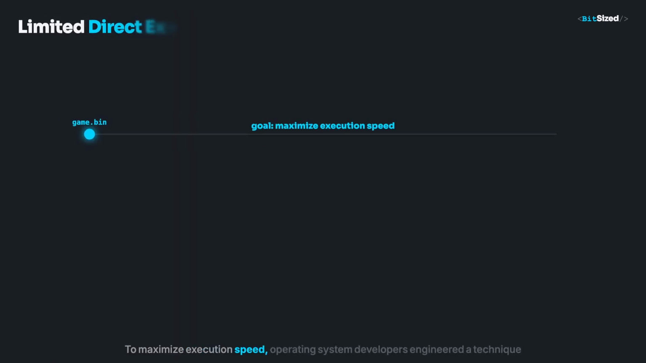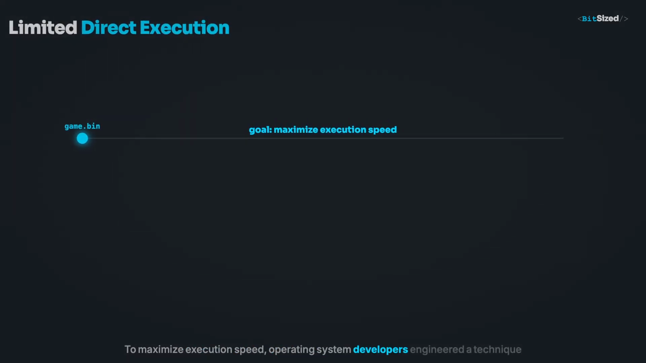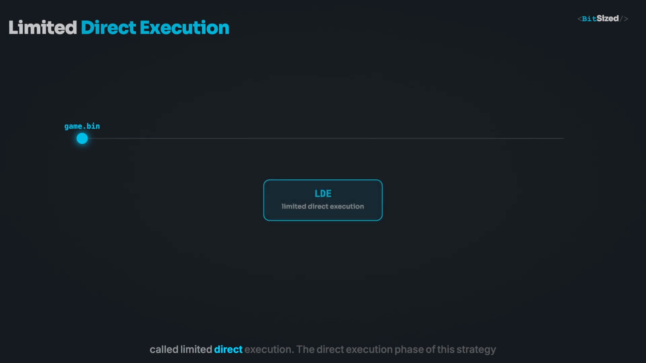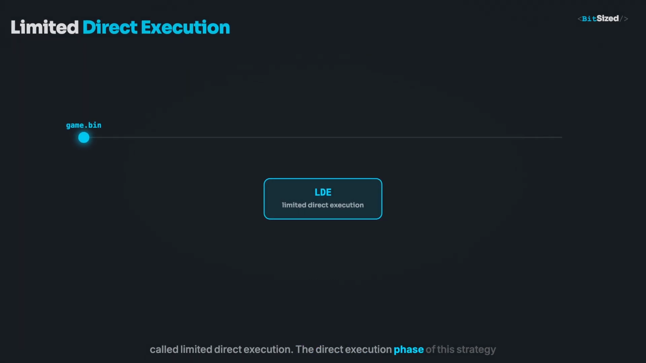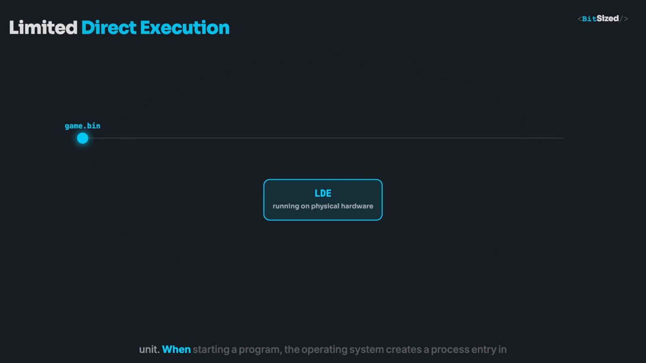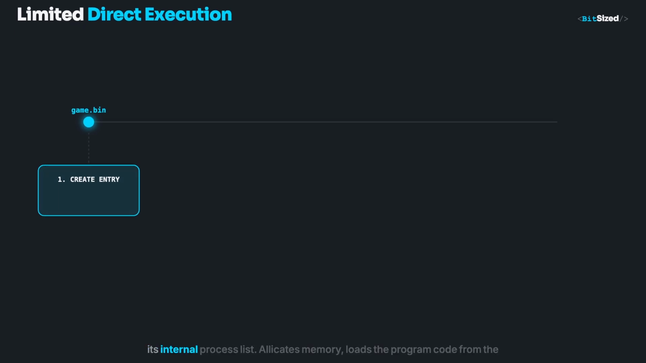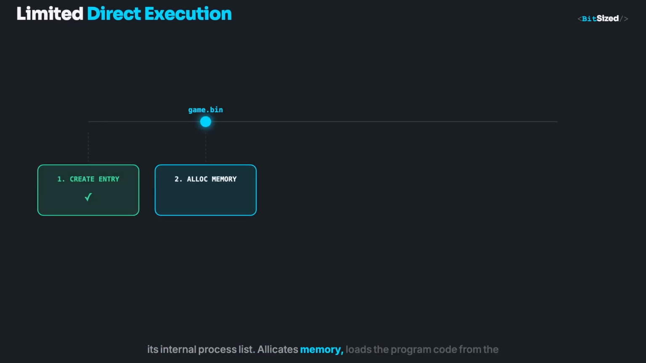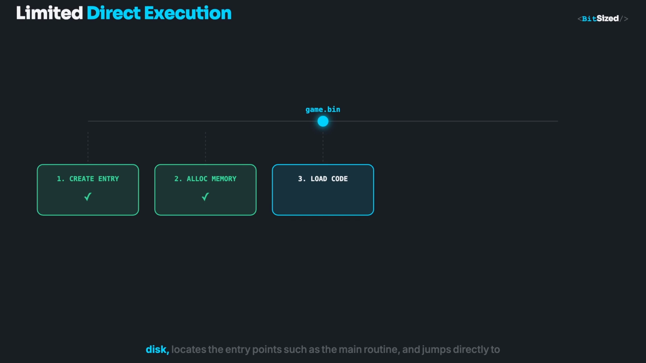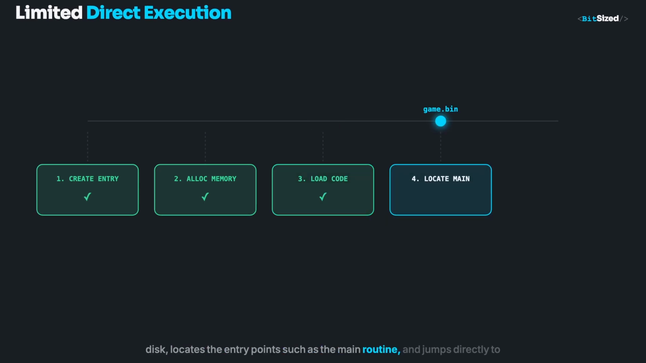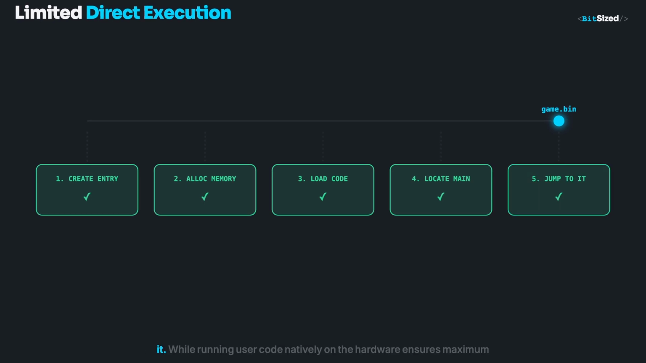To maximize execution speed, operating system developers engineered a technique called limited direct execution. The direct execution phase of this strategy means running the program directly on the physical hardware central processing unit. When starting a program, the operating system creates a process entry in its internal process list, allocates memory, loads the program code from the disk, locates the entry point such as the main routine, and jumps directly to it.